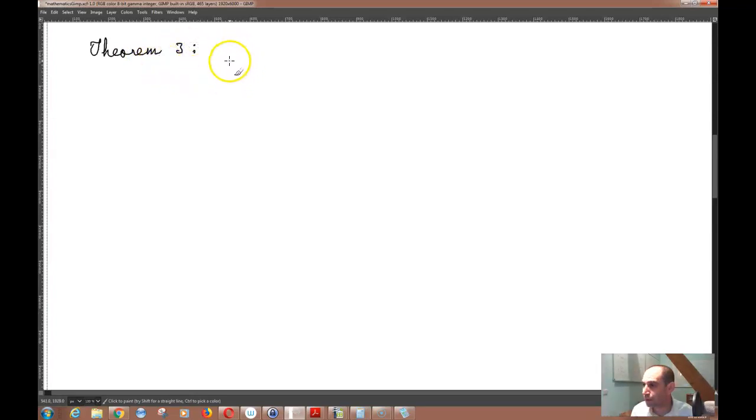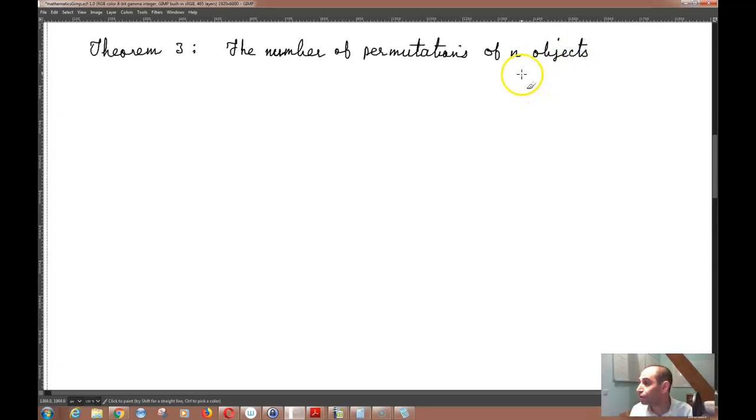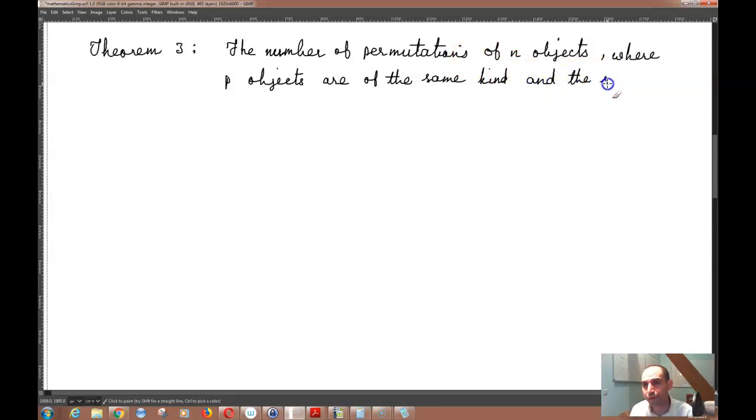Theorem 3: the number of permutations of n objects, where p objects are of the same kind and the rest are all different, is equal to n factorial over p factorial.